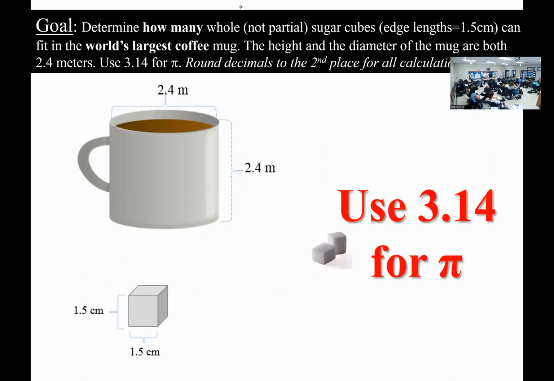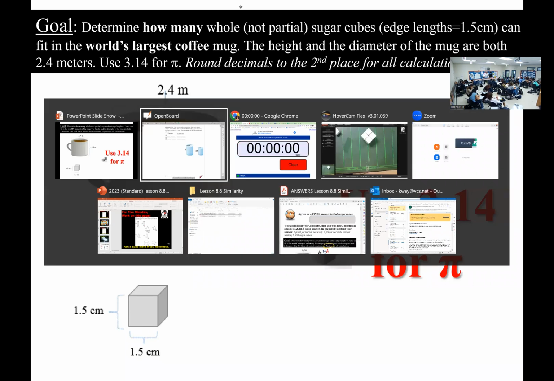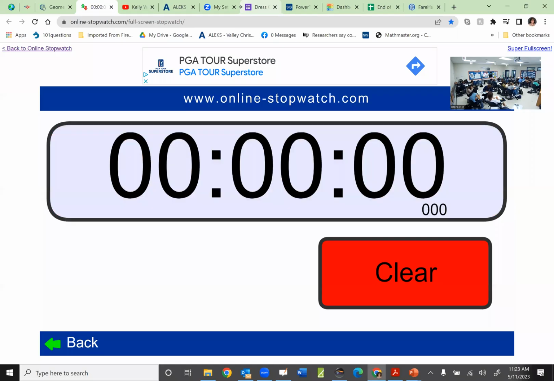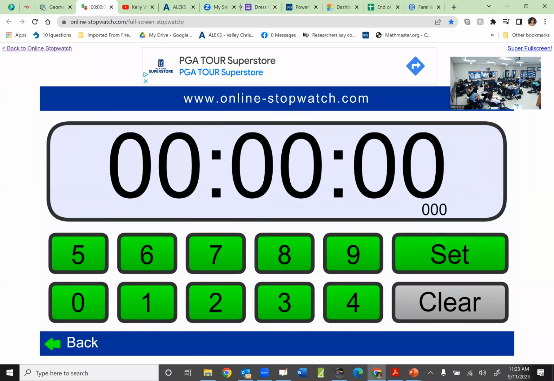Make sure you follow the rounding instructions. Use exactly 3.14 for pi, please. And round to the second decimal.